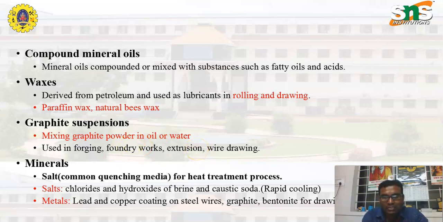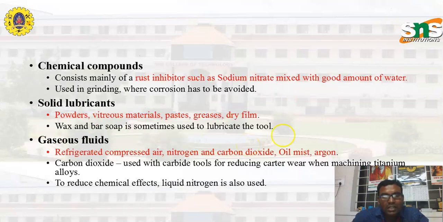Next are the minerals which are used as coolants. Some of them are salts, which are common quenching media for heat treatment processes. Some of the salts used as coolants are chlorides and hydroxides, such as brine and caustic soda. They are especially used for rapid cooling. Some of the metals used as coolants are lead, copper coating on steel wires, graphite, bentonite for drawing, etc.